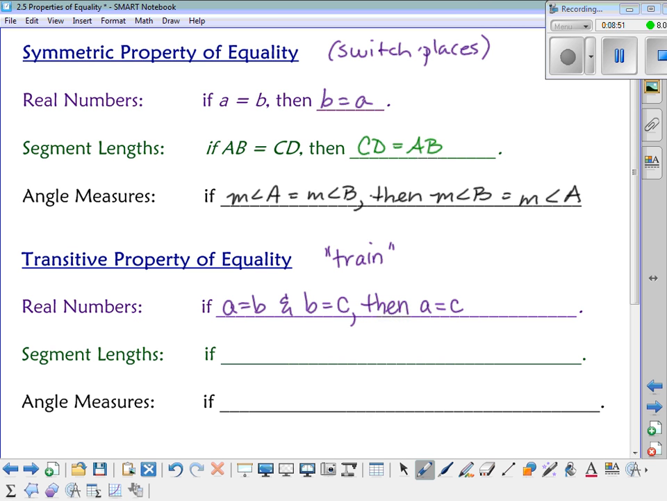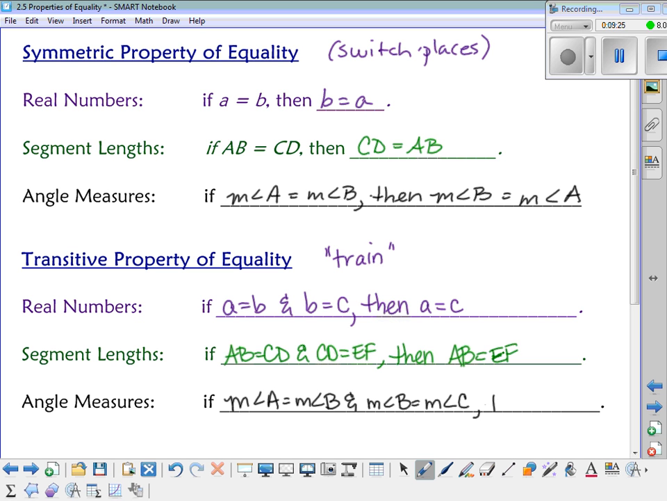All right. So if we're dealing with segment lengths, then if AB is equal to CD and CD is equal to EF, then I know that AB would have to equal EF. So essentially, we're taking out the middleman. And for angle measures, if the measure of angle A is equal to the measure of angle B, and the measure of angle B is equal to the measure of angle C, then I know the measure of angle A would have to equal the measure of angle C.